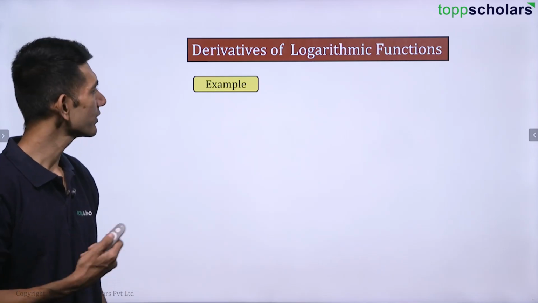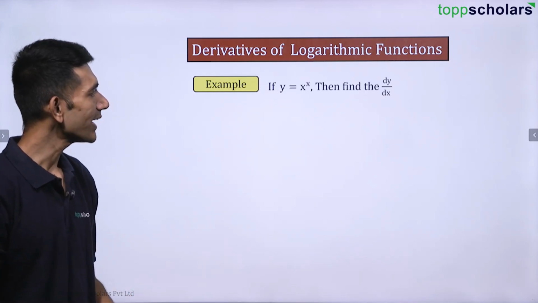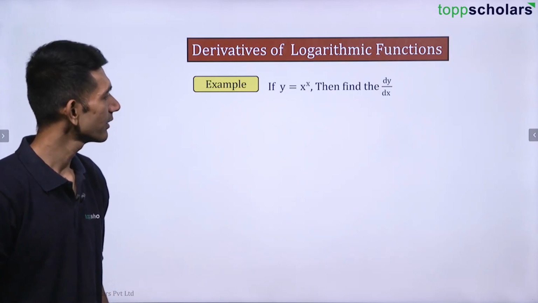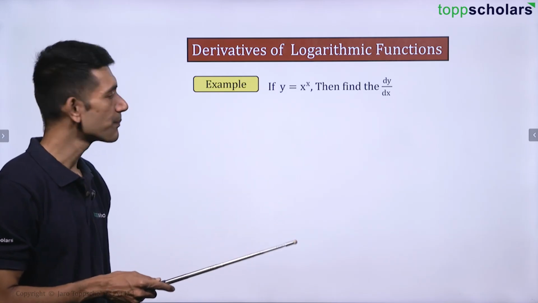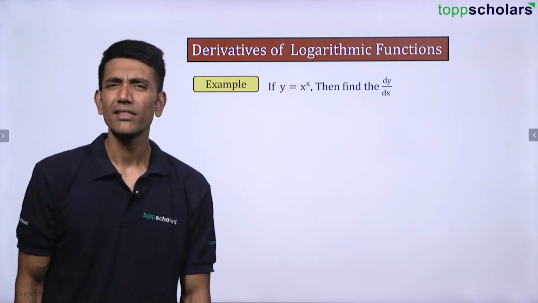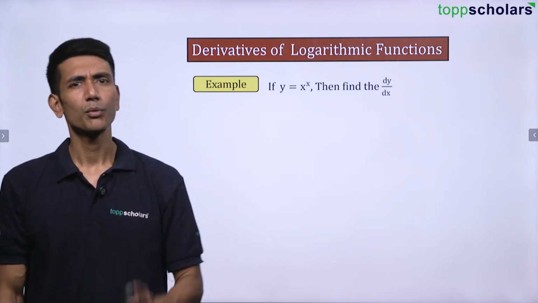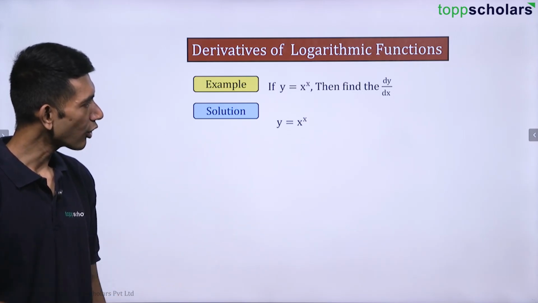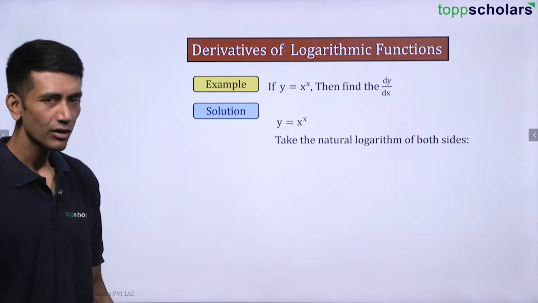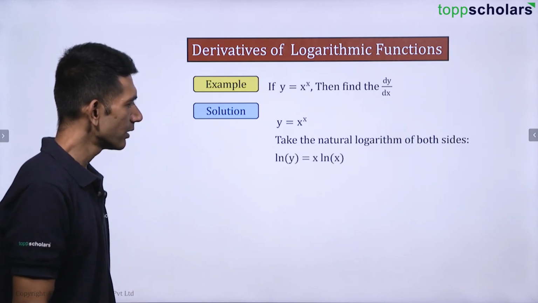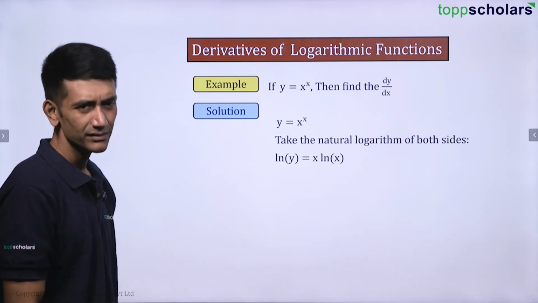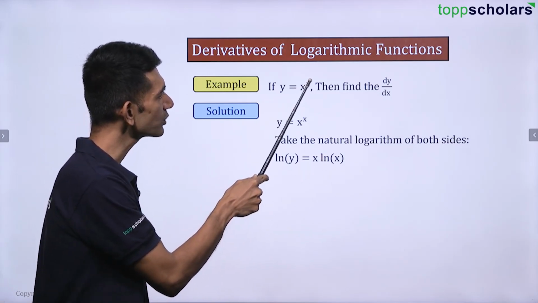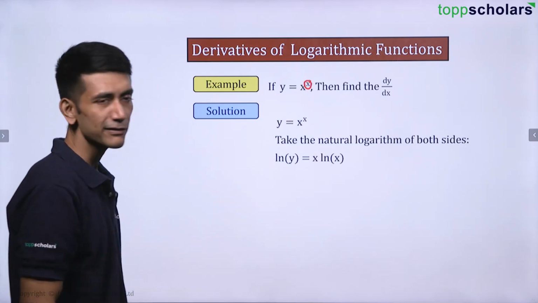In that, obviously, we are going to see some examples. If y is equal to x raised to x, then find dy by dx. Now understand, y is equal to x raised to x. Whenever you get something in the form of exponent, take log on both the sides. That is the first thing that you do. So taking natural logarithm on both the sides, we get natural log of y, that is log y, is equal to x times log x. Why? Because log of x raised to x, this will come down as x log x, right?